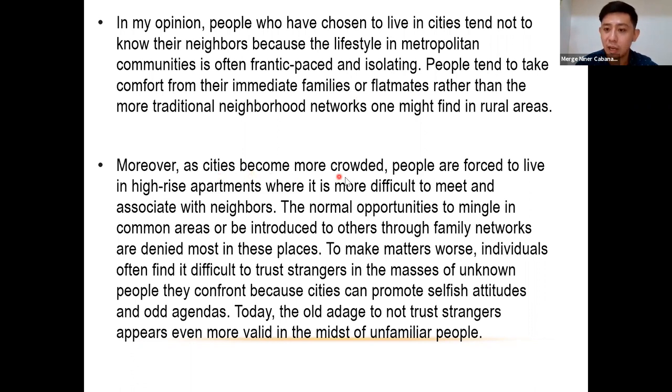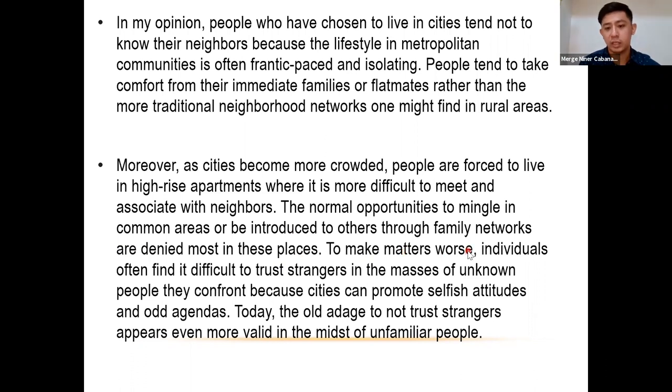Moreover, as cities become more crowded, people are forced to live in high-rise apartments where it is more difficult to meet and associate with neighbors. Mahirap nga naman because you live in condominium units, it's difficult to associate yourself with neighbors. The normal opportunities to mingle in common areas or be introduced to others through family networks, na mas common kaysa sa mga rural areas dito sa atin, are denied most in these cases.